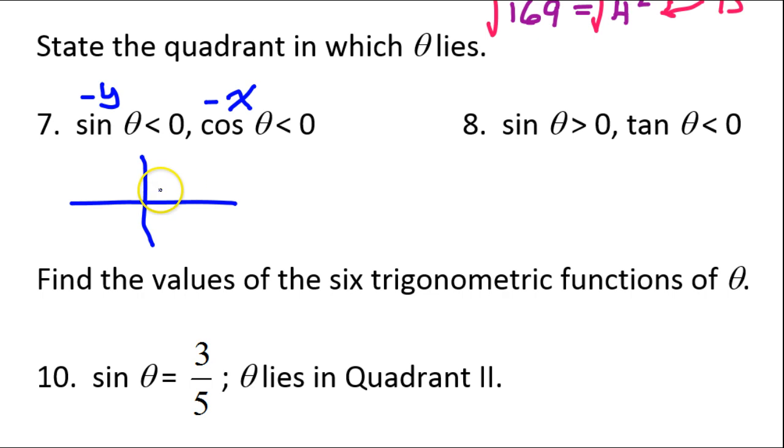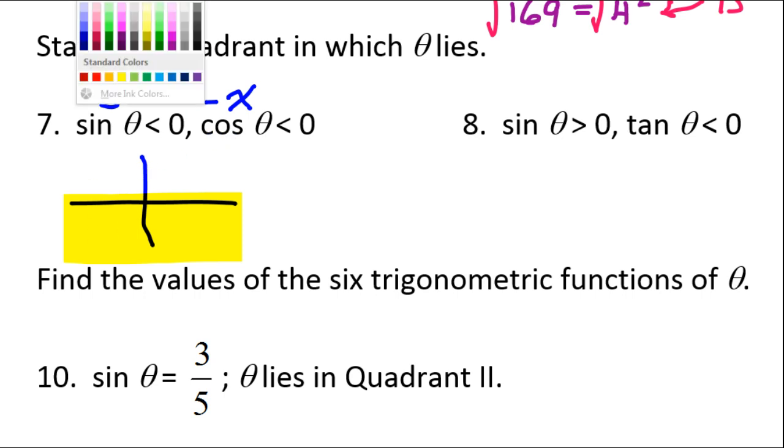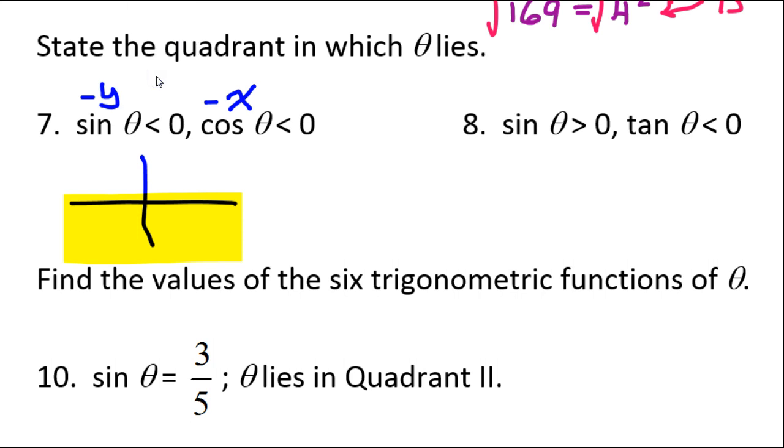Well, the y values are negative below the x-axis. So when we're talking about negative y values, we're talking about this area down here. X values are negative to the left of the y-axis. So at that point, we're talking about this area over here. So obviously the area where both of those things are true is this green zone. We're talking about the third quadrant.